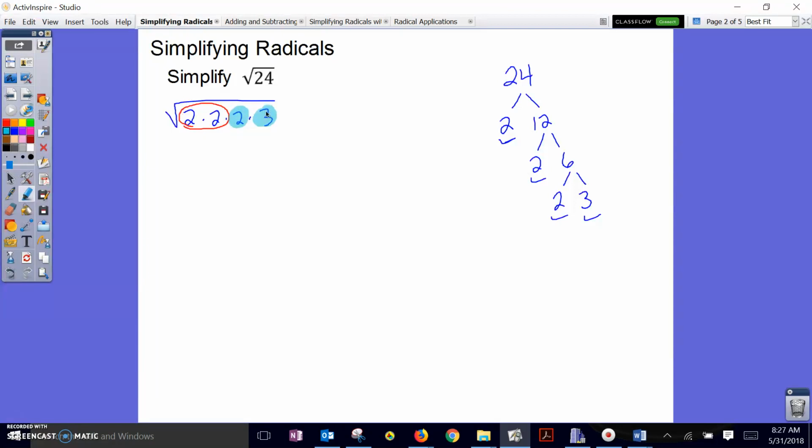Okay, now we've got a pair of 2's here, and we have a lonely 2 that doesn't have a partner and a lonely 3 that doesn't have a partner. So they're going to stay inside the radical. Pair of 2's, I bring 1 out. 2 and 3, I leave inside. And now I multiply any numbers that are outside the radical and any numbers that are inside the radical. And there's my reduced radical form for the square root of 24.